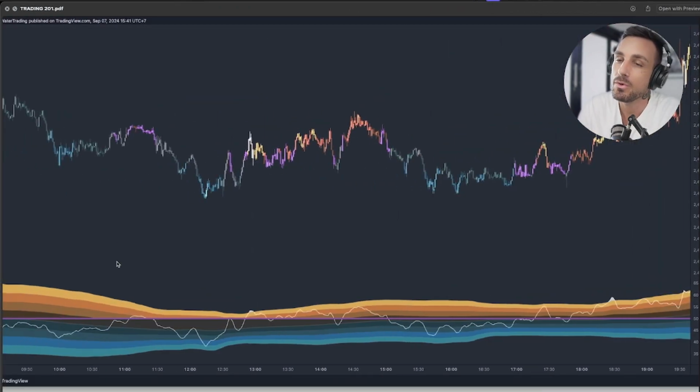But what we're doing is using something called a TDI. The Traders Dynamic Index is an RSI with Bollinger Bands, and it helps us stay aware of both bearish and bullish sentiment. First of all, when we are above the RSI 50, we can assume that we're in a bullish trend, as we've seen here. And when we're below, we can assume that we're in a bearish trend.